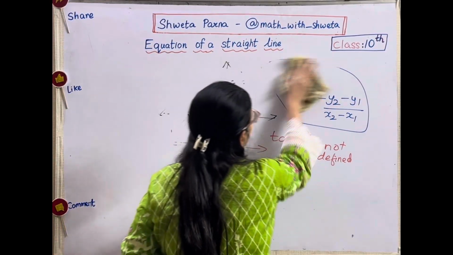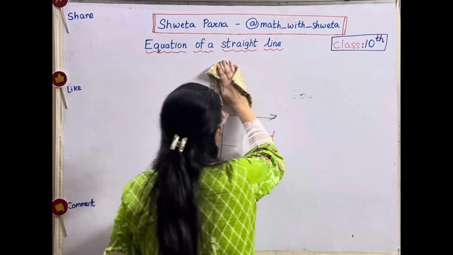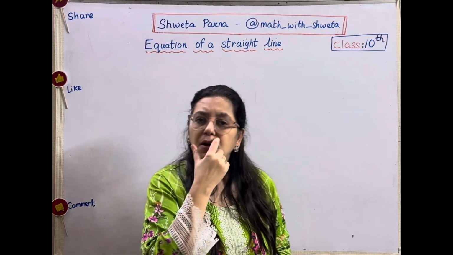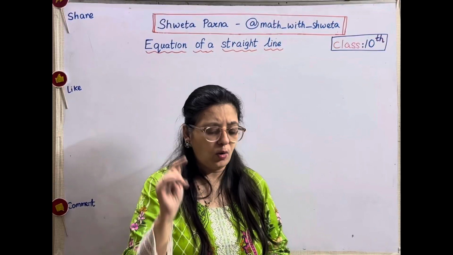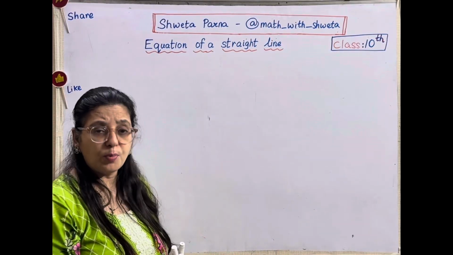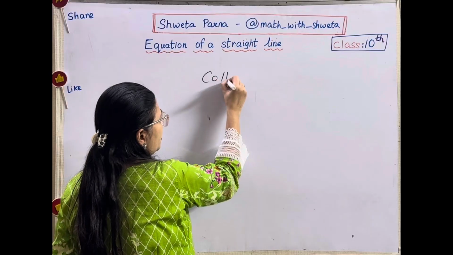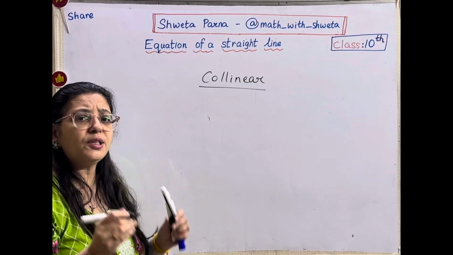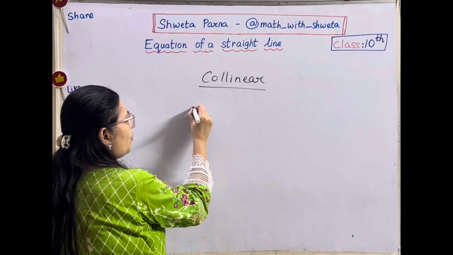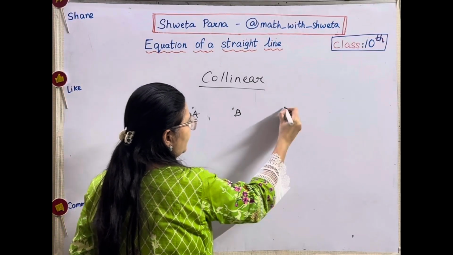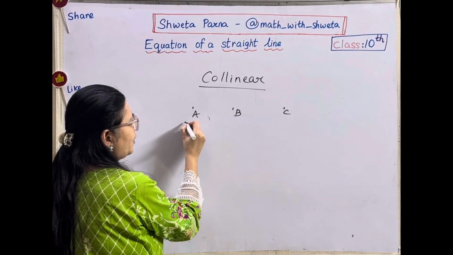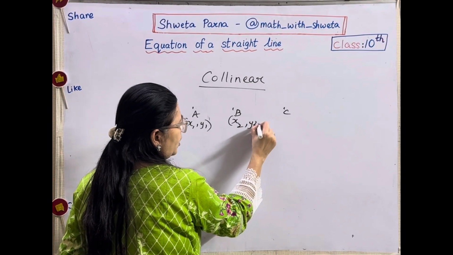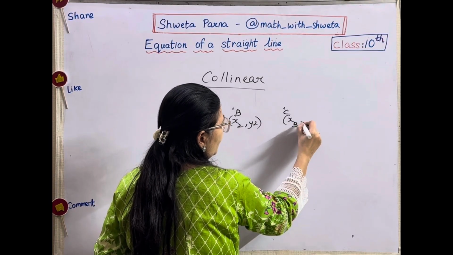Then we come to the word called collinear. What do you mean by collinear? Collinear means 3 or more points lie on the same line. Where 3 or more points lie on the same line, they are called collinear points. Now, how will you check whether these points are collinear or not? Say point A is given, point B is given, point C is given, and they have given the coordinates x1, y1, here x2, y2, here x3, y3.